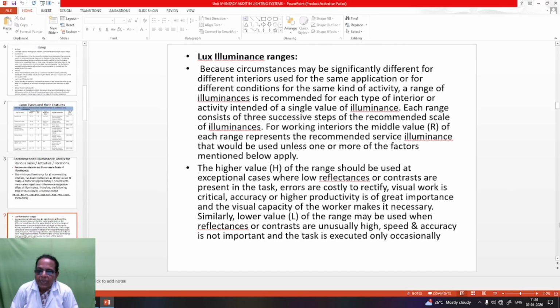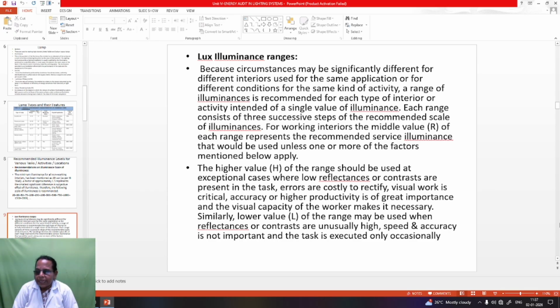Illuminance ranges are used because circumstances may be significantly different for different interiors used for the same application, or for different conditions for the same kind of activity. A range of illuminance is recommended for each type of interior or activity instead of a single value of illuminance. Each range consists of 3 successive steps of the recommended scale of illuminance.